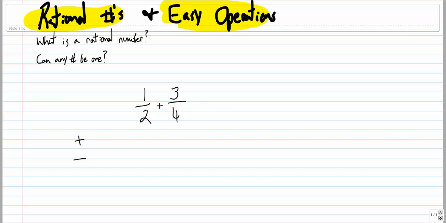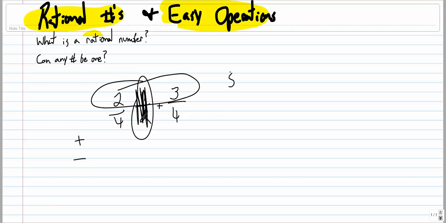One thing I notice right off the bat is that 2 and 4 have a common number, and that would be 4. 2 and 4 both go into 4. So if I double 1/2, I get 2/4. So I could pretend that that's not even there, and I would have 2 plus 3, and that's 5, and I'd have my 4 on the bottom. So 5/4. So if you add 1/2 and 3/4, you get 5/4.